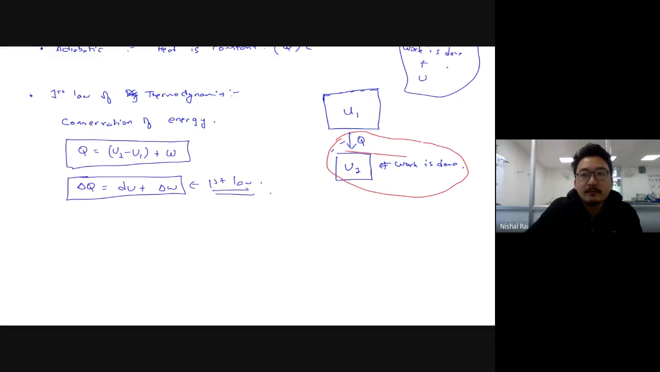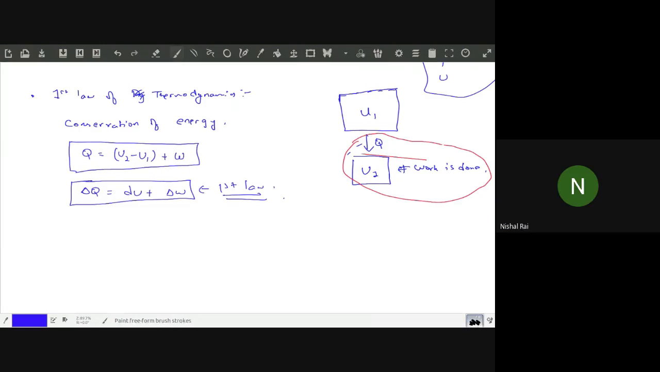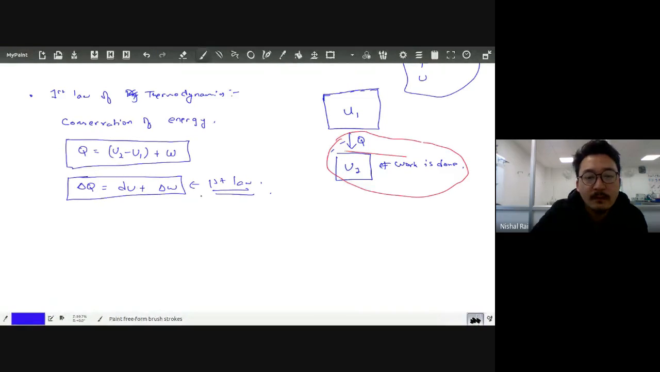And what are its limitations? So there are limitations to your first law. Basically, this is a conservation of energy, but it does not tell you how the energy is converted to work. The limitation is it does not tell you how much energy or how much heat is converted to work.